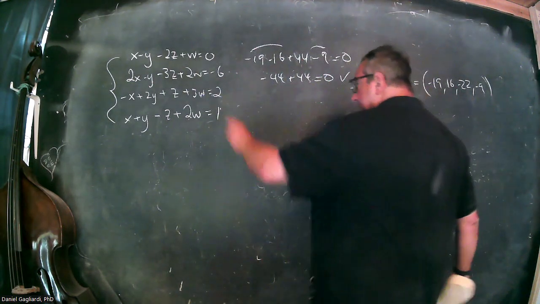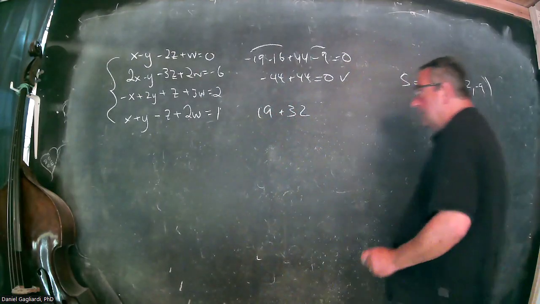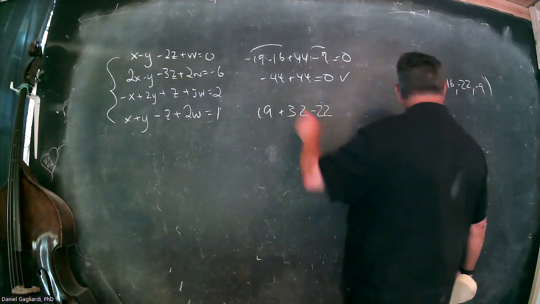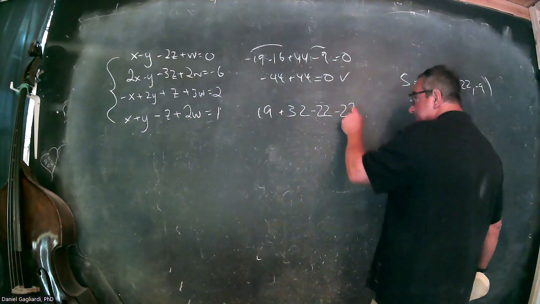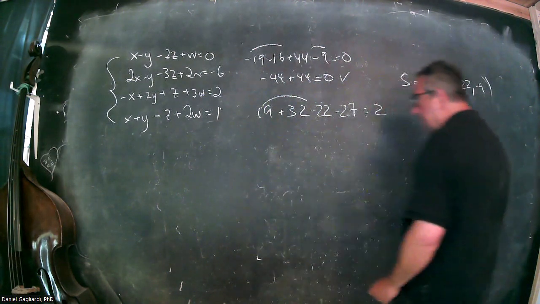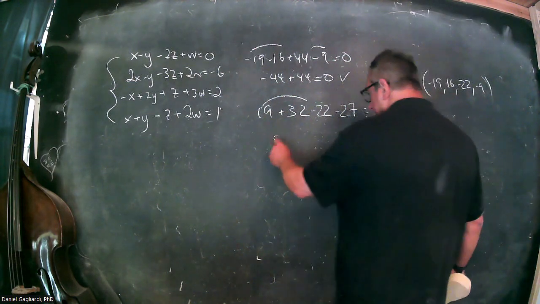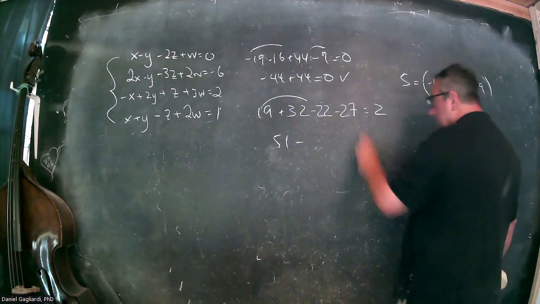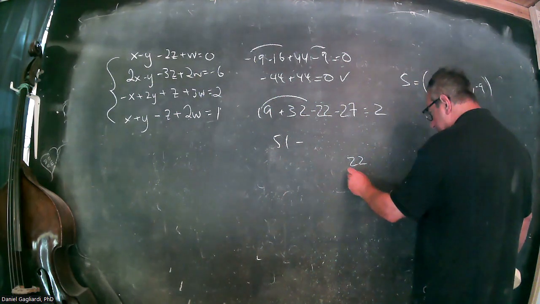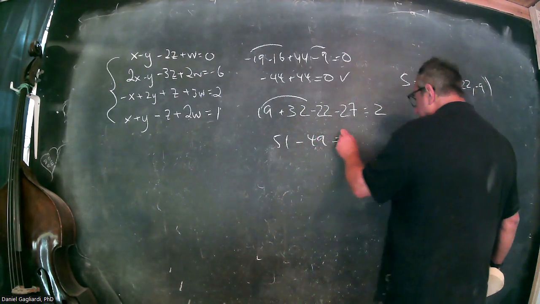Let's check equation 3. All right, so what do we have? Negative 19 is positive 19. 2 times 16 is 32, right? Then we have z, which is negative 22, all right? And 3 times negative 9 is negative 27. And we want that to all equal 2. Well, let's see. Let's add up the positive people and the negative people. 19 plus 32 is 51, right? And then 22 plus 27. What is that? So 22 plus 27, that's 49, right? So 51 minus 49 indeed is equal to 2.